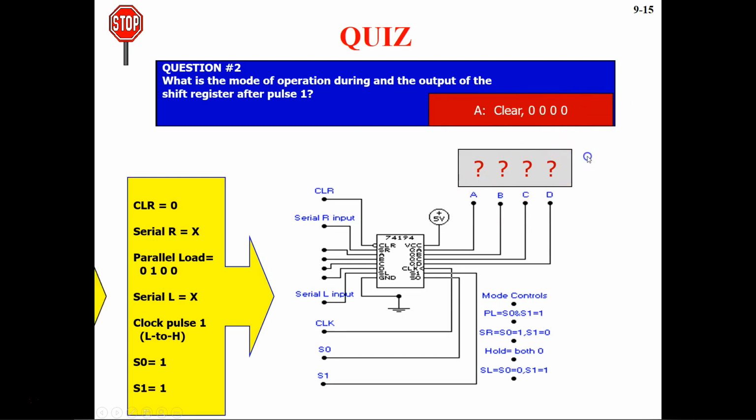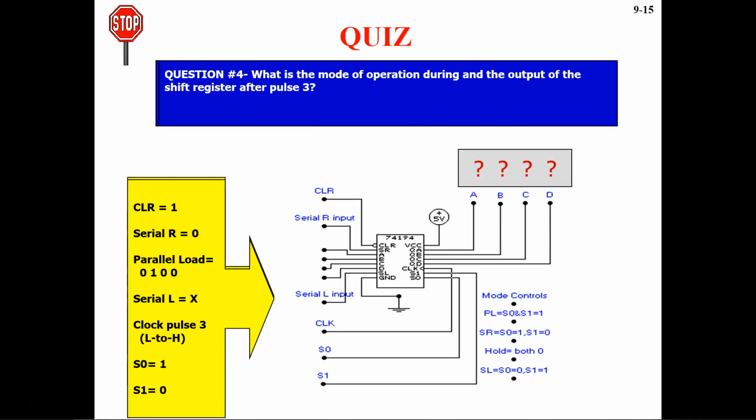So that's your answer. When clear is 1 and serial R is 0, this is your parallel loaded data. Serial L is X, clock pulse is 2, S0, S1, they both are 1. So when they both are 1, what is going to happen? This is the parallel load operation. No matter what you send here, your parallel load is going to be fed into the output. So you are going to get 0, 1, 0, 0 at the output. So this is the parallel mode operation.